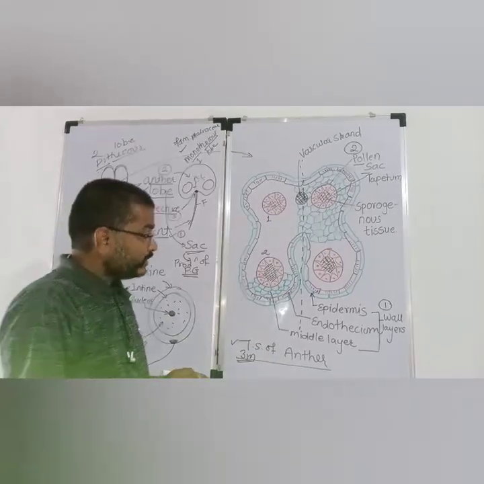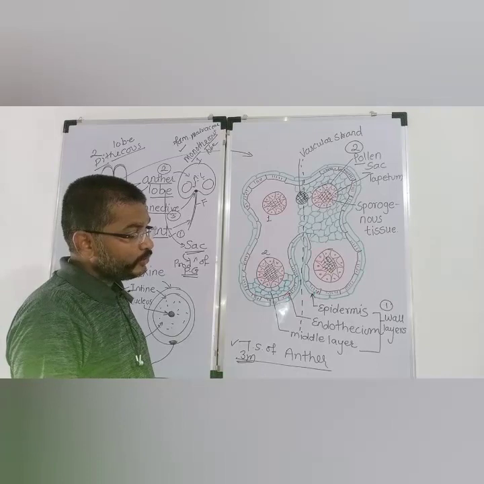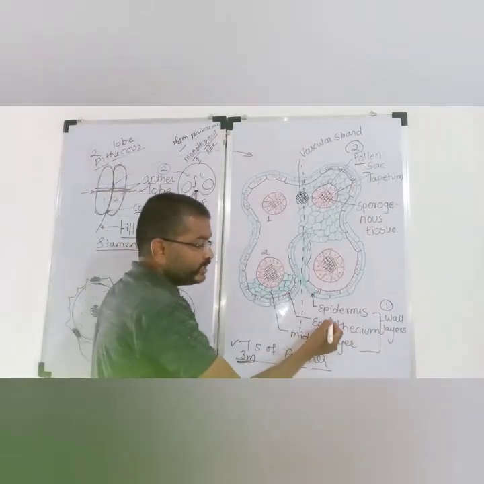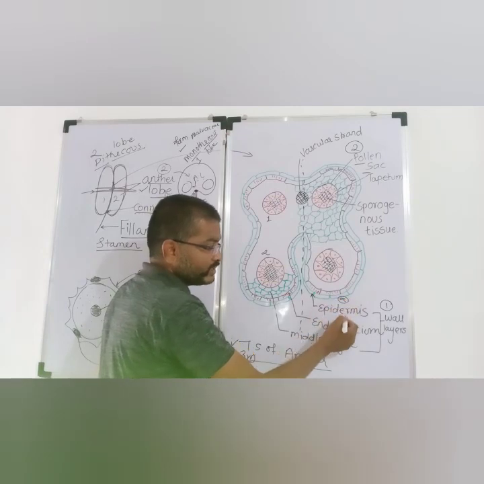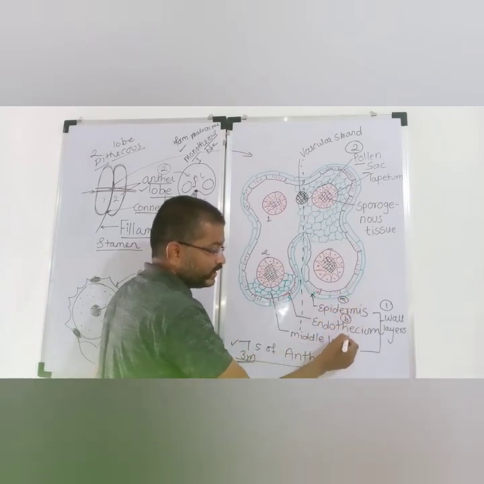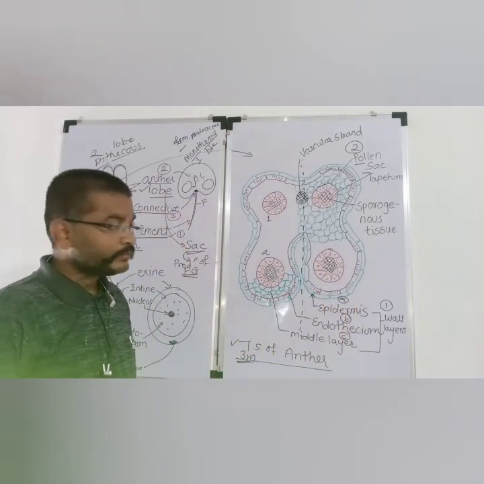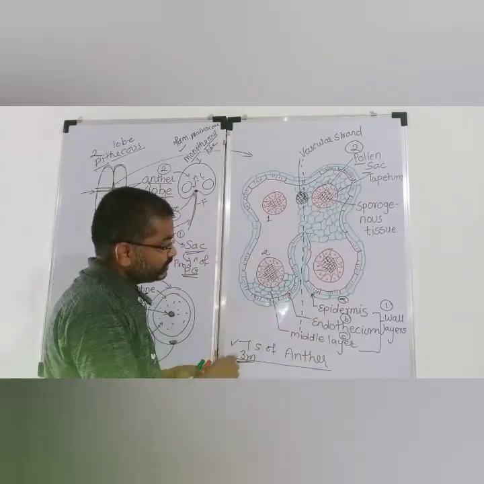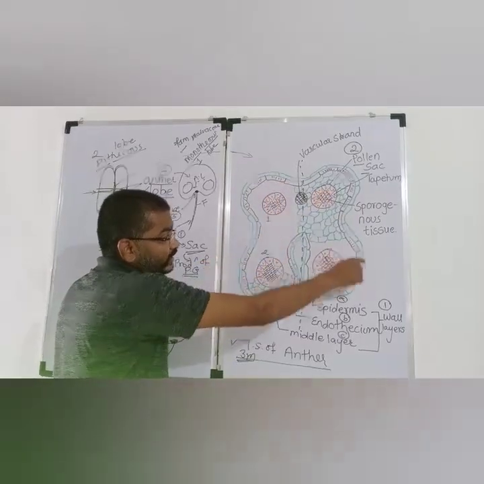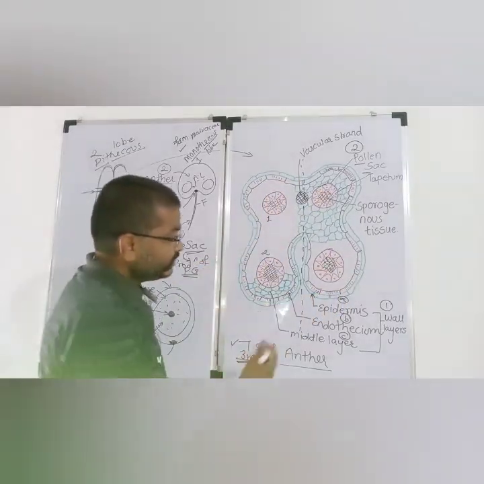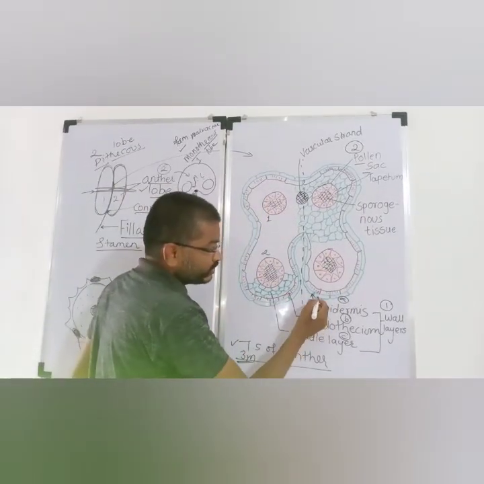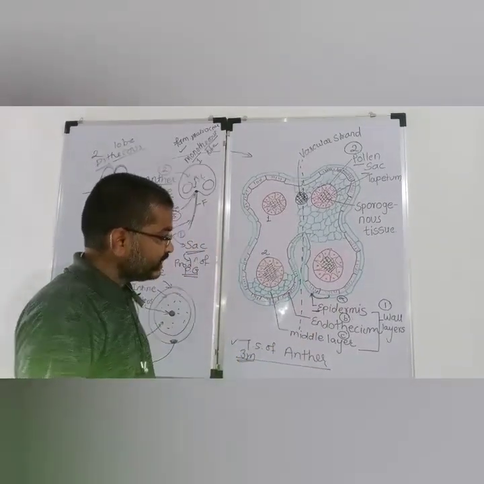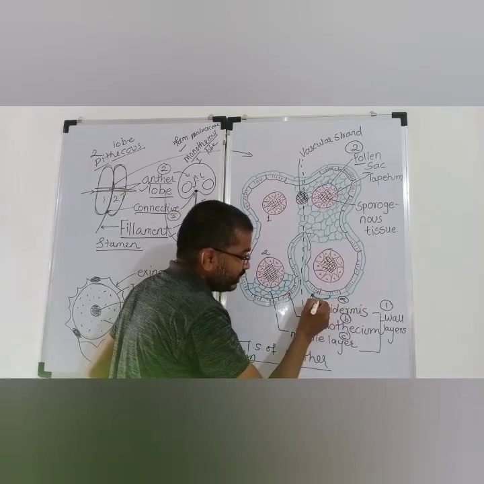Now here the transverse section is divided into 2 parts. The first one is wall layer. Wall layer is again subdivided into 3 sublayers. The first one epidermis, second one endothecium, and third one middle layer. So first we will start with the epidermis. Now here in this picture, the outermost green color single layer of cells, they are showing what? Epidermis. So these green color cells are showing epidermis.